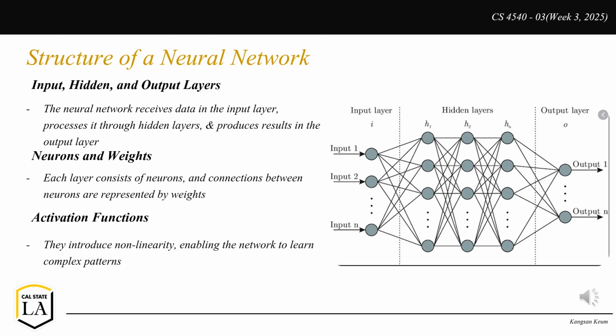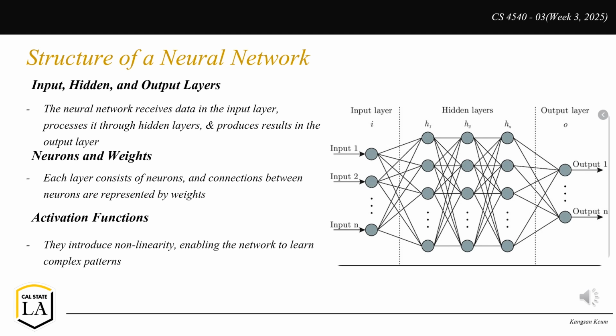Each layer consists of neurons, which are the basic computational units. These neurons are interconnected, and the strength of each connection is determined by a weight. During training, these weights are adjusted so that the network can make better predictions. Additionally, each neuron uses an activation function. This function introduces non-linearity into the model, allowing it to learn complex relationships within data.